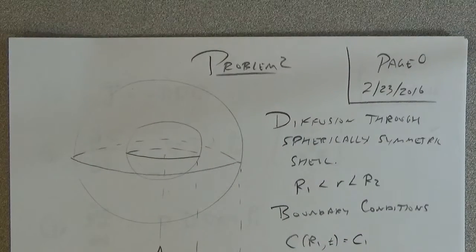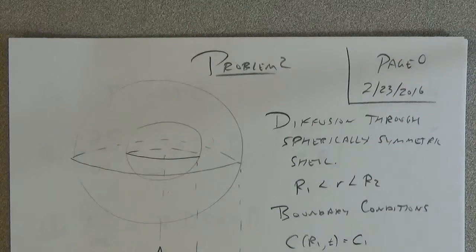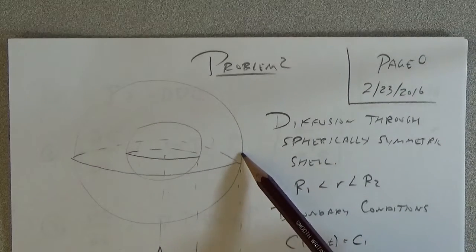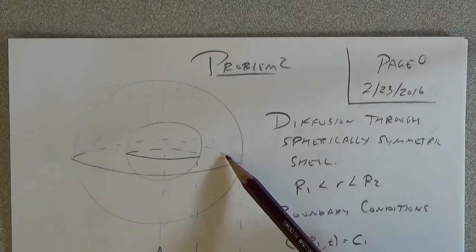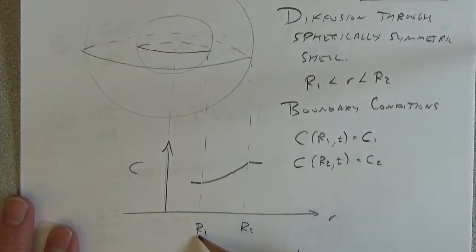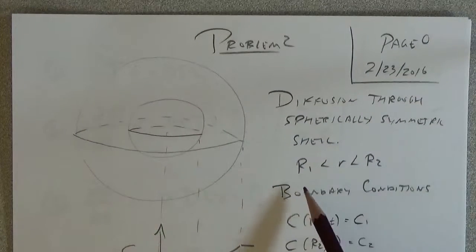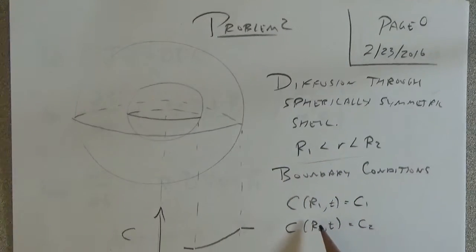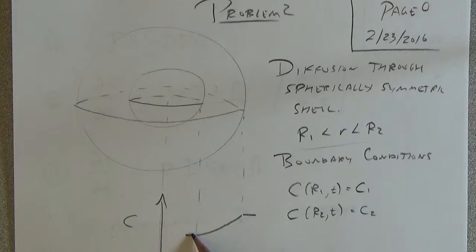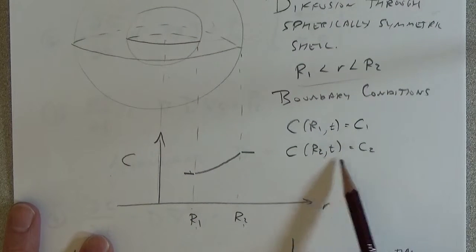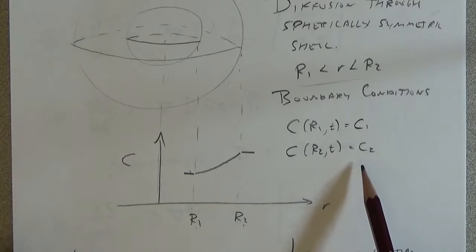Okay, so here's the second problem that we're going to solve. Basically, we want to look at the diffusion through a spherical shell of finite thickness, and I'm defining the shell to go from radius r1 to radius r2, so this is the domain we're solving on. The boundary conditions are that at radius r1 we have a constant concentration of C1, and at radius r2 we have a constant concentration of C2.